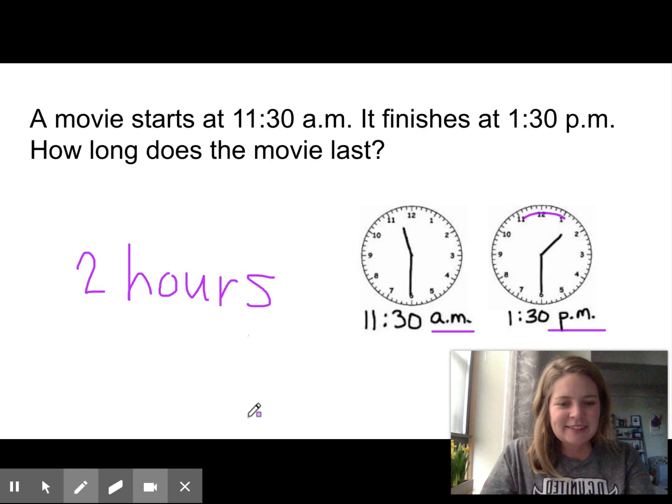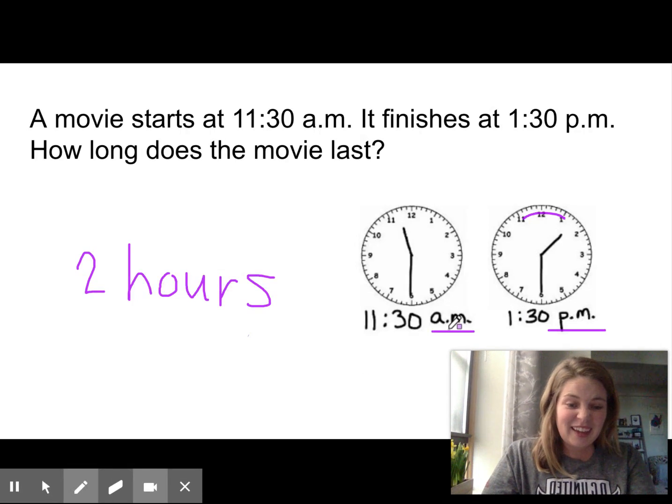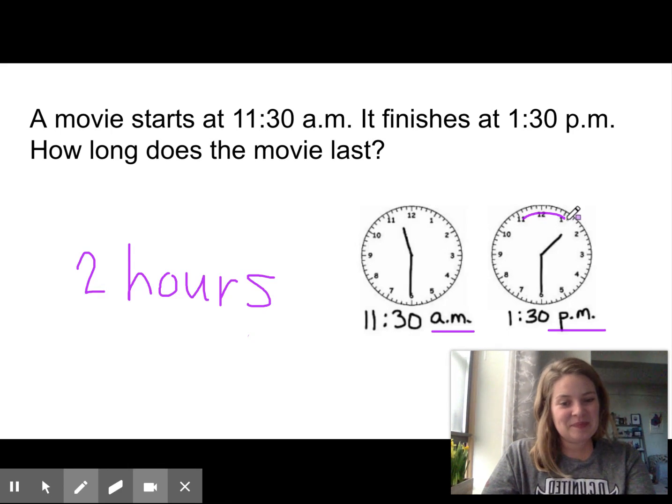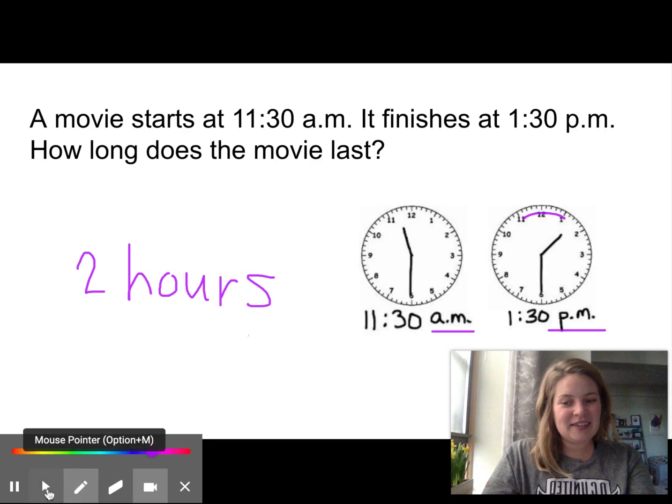So that makes sense. Now, if it said from 1:30 a.m. to 11:30 a.m., that would be a lot longer, right? Because the hour hand would have to move a big difference. But in this case, the hour hand only had to move a little bit to get from the 11 to the 1. Good work, second graders.